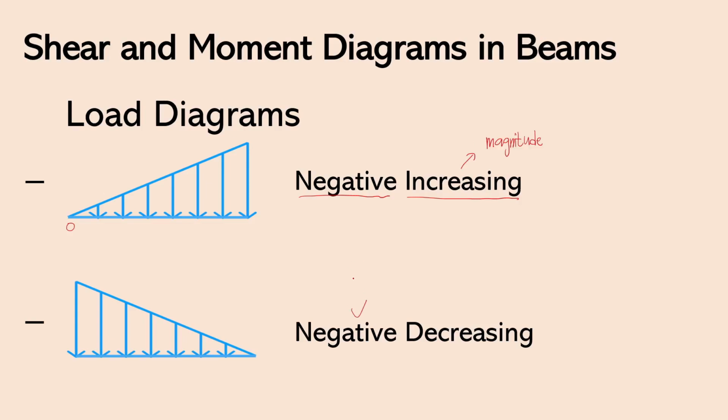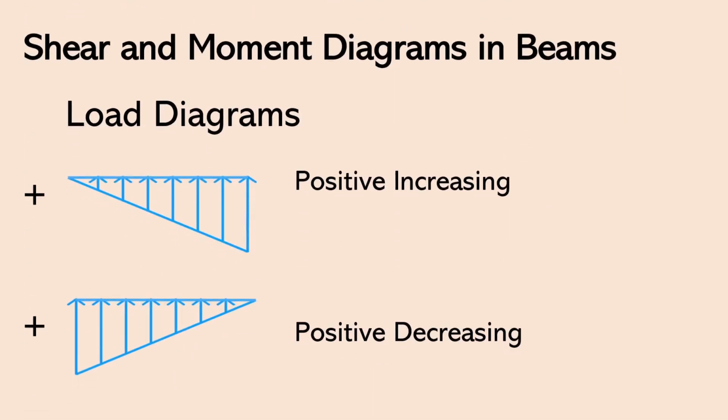And so for this one, this is still negative because our load is acting downward. And then it's decreasing because it started at a certain value and then ended at 0. So kaya decreasing. And then next, we have this load diagram. Now this is positive increasing because our load is acting upward. And then it starts from 0 and then ends at a certain value. And so that's why it's increasing. And then for this one, this is positive because the load is upward and then it starts from a certain value and then ends at 0. And so that's why it's decreasing.